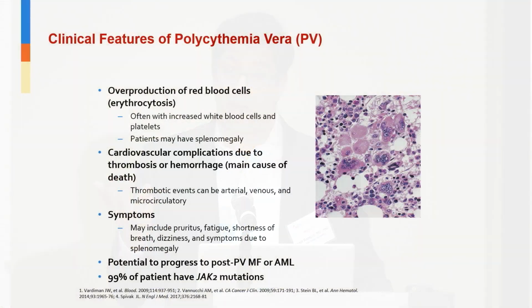In PV, we worry, again, as with ET, about cardiovascular complications, clotting, and bleeding. And so those are the major things that guide our treatment right now. The symptoms are different to some degree, and patients tend to be more symptomatic, but itching is one of the major things that we see. Sometimes shortness of breath. Fatigue is one of the most common symptoms, and spleens can get bigger in PV, more often than what we see in ET. We worry about, again, the progression of this to myelofibrosis and to leukemia, and that occurs more often than in patients with ET. 99% of patients have a JAK mutation.